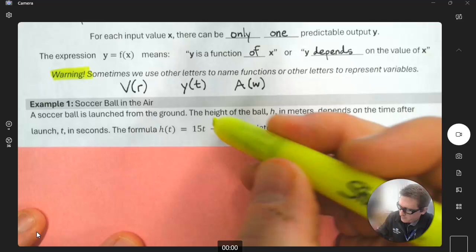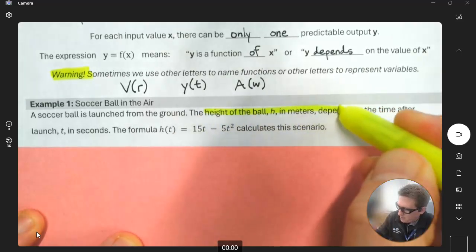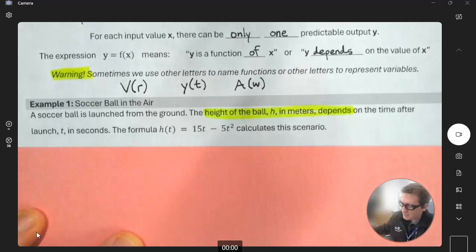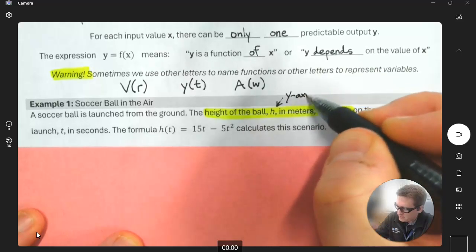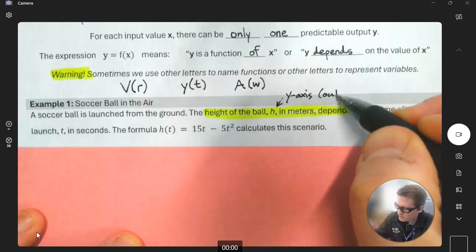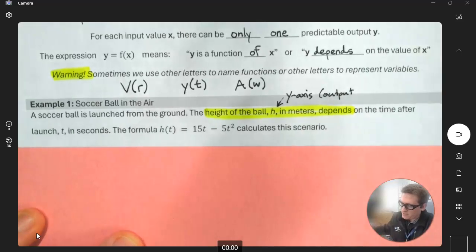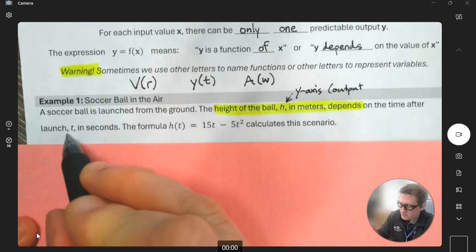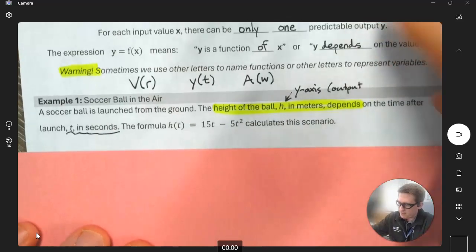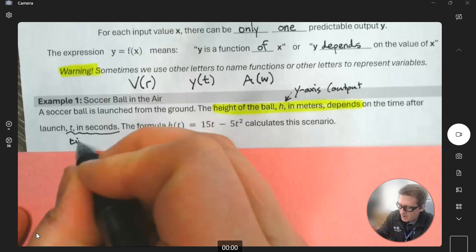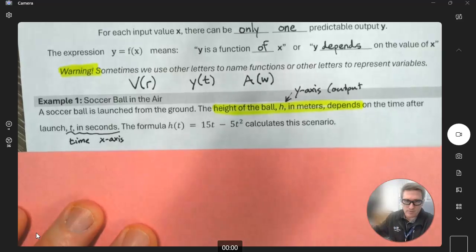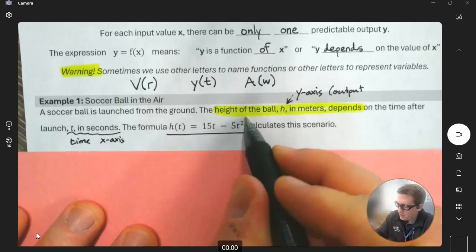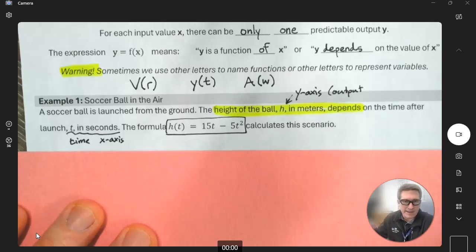Let's make sure we're clear. It said here that the height of the ball in meters depends. Well, since the height of the ball is that which depends, we're going to be plotting the height on the y-axis. It's the output of the function. And what it depends on is the launch t in seconds, right? Which is the time. And time is going to be plotted on the x-axis. It's the independent variable. And this equation helps us calculate the height at any given time.